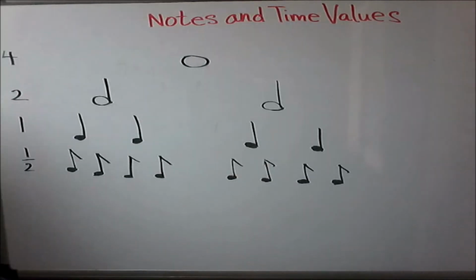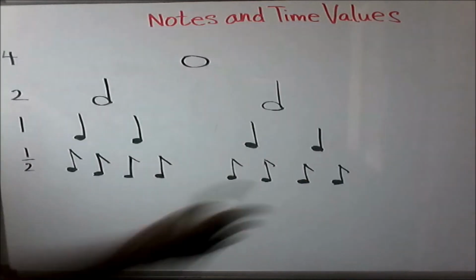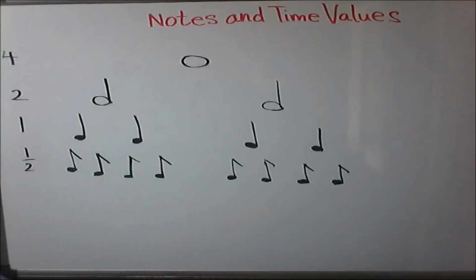Now in the exam, they're going to ask you a question, for example, how many crotchets make a semibreve, or how many quavers make a minim, and you need to know. This is a way you can put this down so you can figure out how the notes are related as far as time value is concerned.